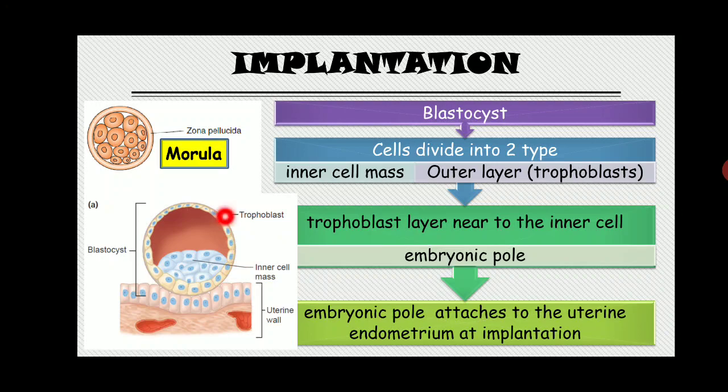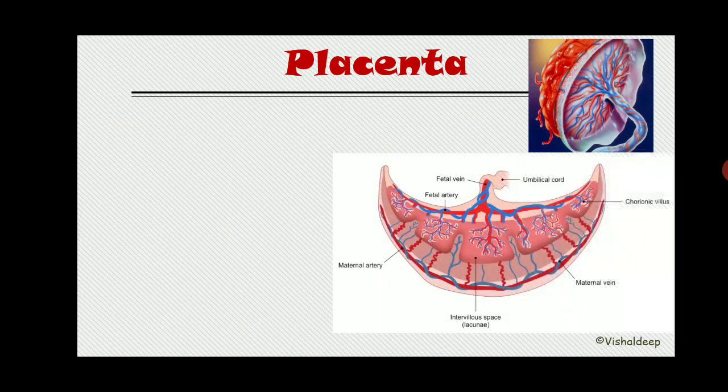So this trophoblast that is present over that will differentiate into two layers. One is known as the cytotrophoblast, another one is known as the syncytial trophoblast. Let's discuss the placenta. This is the actual formation of a placenta.